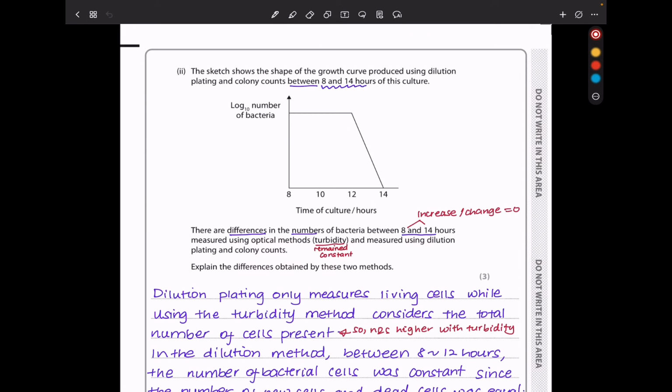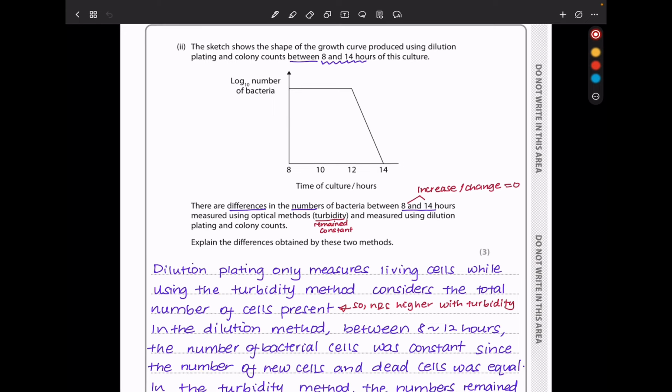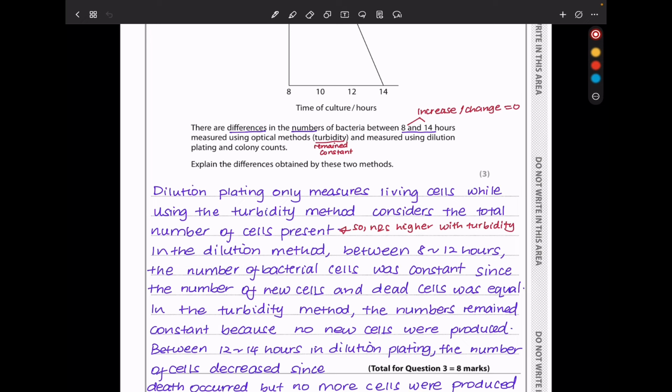Next, they say the sketch shows the shape of the growth curve produced using dilution plating and colony counts between 8 to 14 hours of this culture. So we can see they're constant and then they begin to decrease because there is more death than the number of new bacterial cells that are produced. So they say there are differences in the numbers of bacteria between 8 to 14 hours, measured using optical methods, which is turbidity, and measured using dilution plating and colony counts.